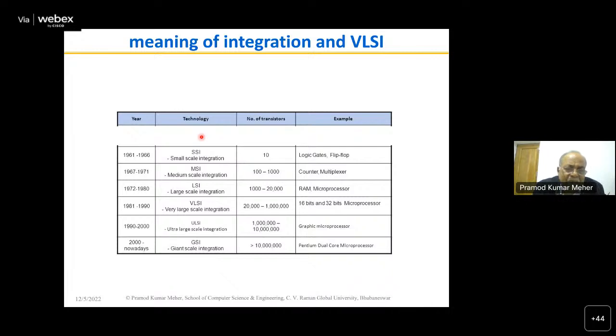But VLSI is a term which refers to all the higher levels also. What you say, ultra large scale integration: 1 million to 10 million transistors for graphic microprocessors. And beyond 2000, the giant scale integration, more than 10 million or billion. Now we have billions of transistors.